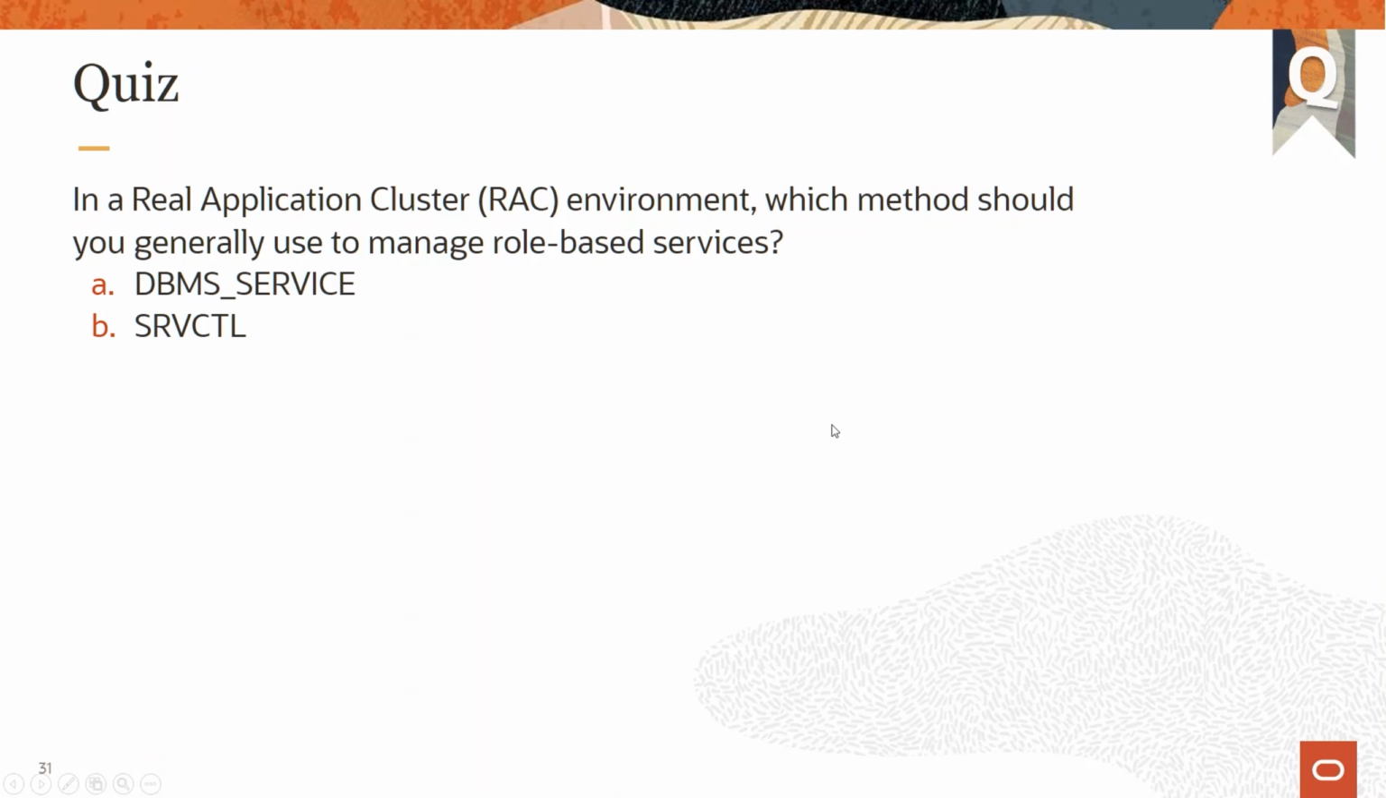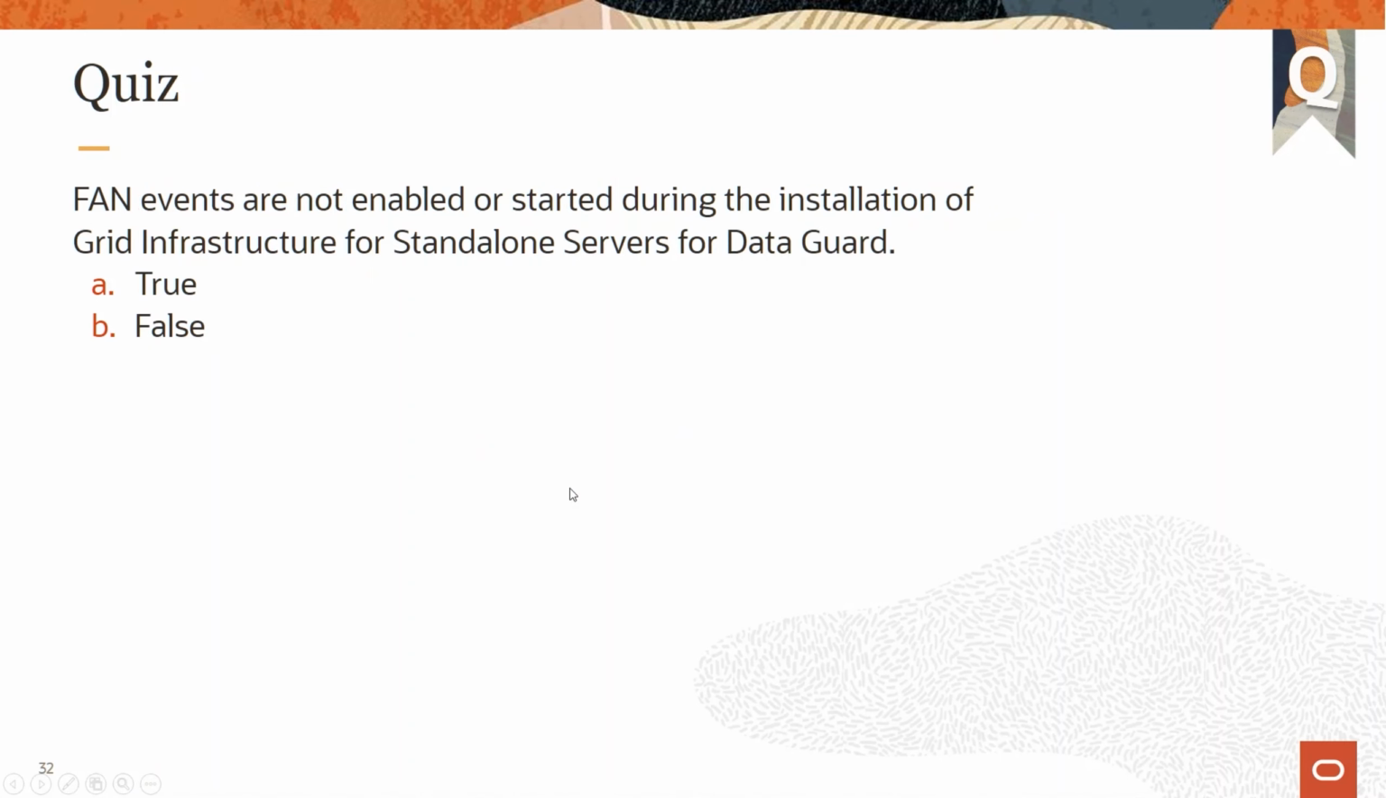Okay, so we have a quiz. In a Real Application Cluster environment, which method should you generally use to manage role-based services? In a clustered environment, definitely we should go with srvctl, the server control utility. And FAN events are not enabled or started during installation of Grid Infrastructure for a standalone server for Data Guard. So the answer is true.